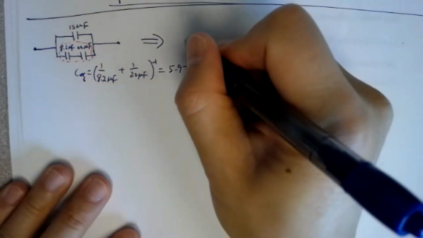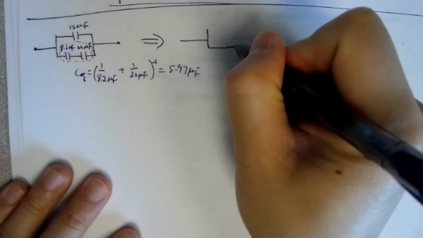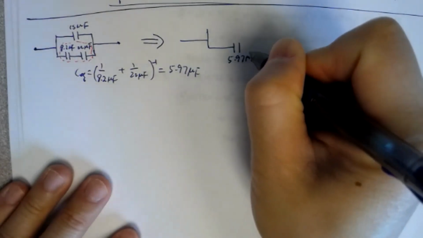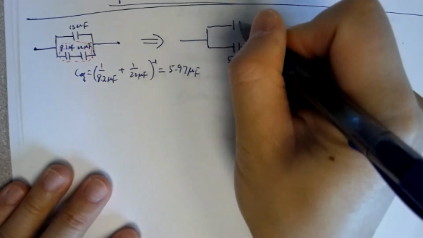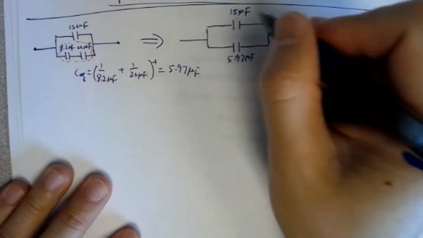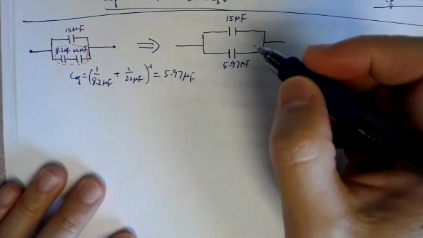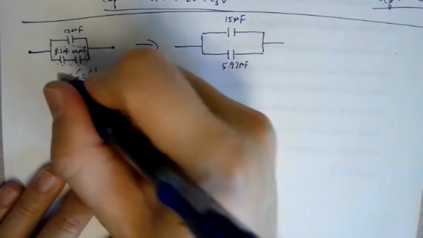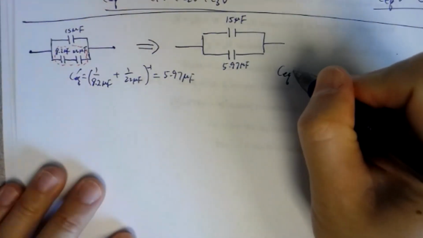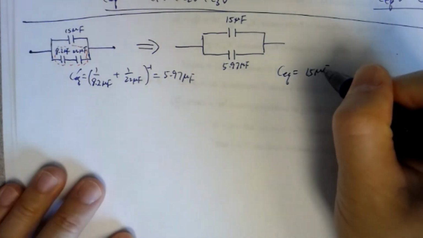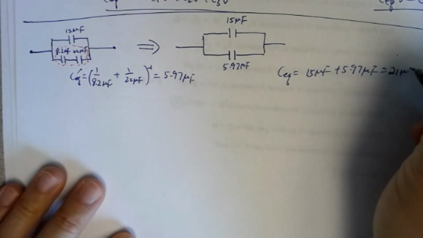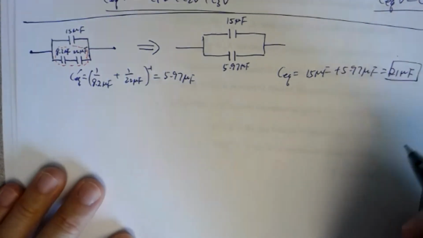So your circuit is now equivalent to just this 5.97 microfarad capacitor that is in parallel with the top one of 15 microfarad. When they are in parallel, you just add up. Let me call this prime, and the final CEQ of these two in parallel is you add them up. That's about 21 microfarad for the whole circuit.